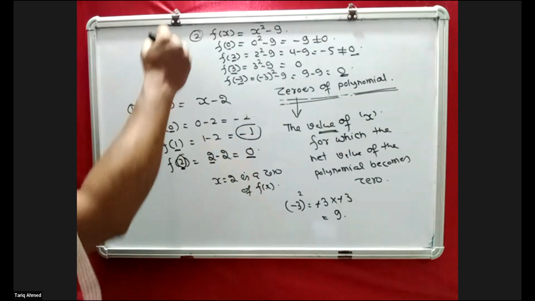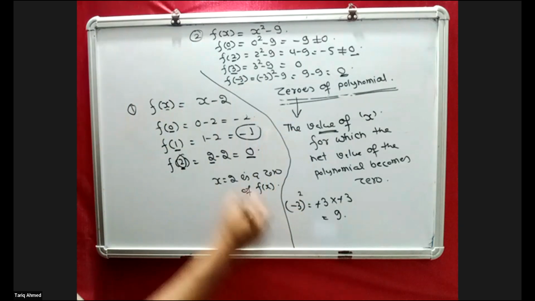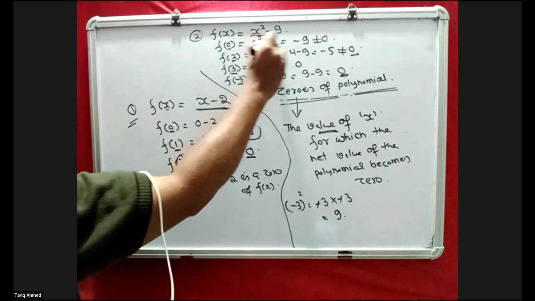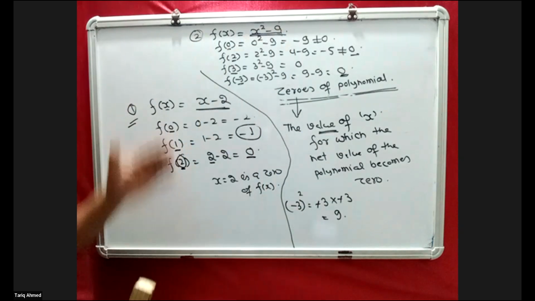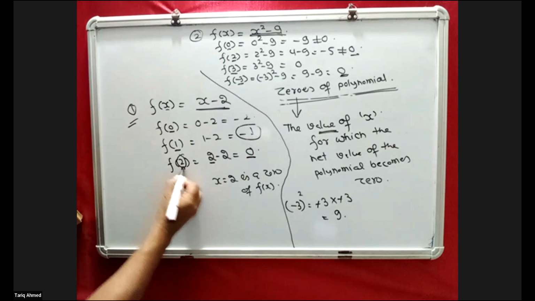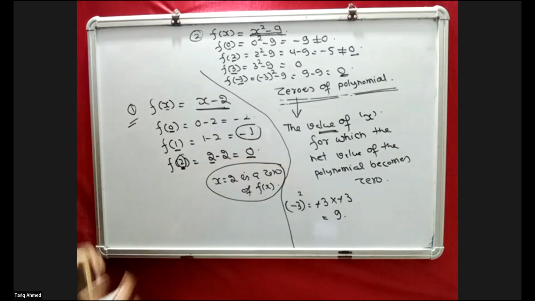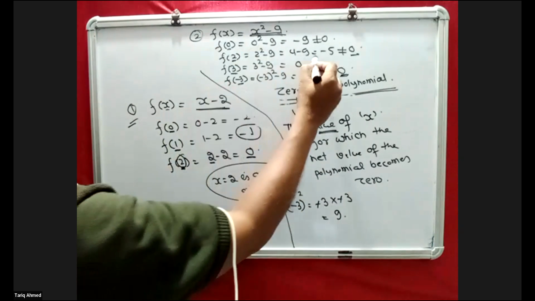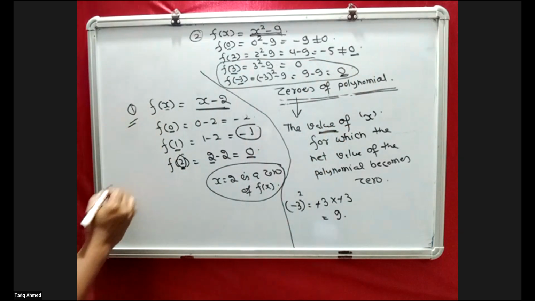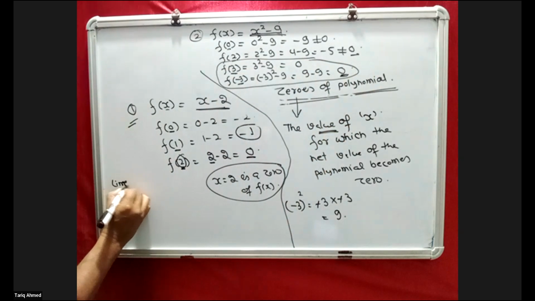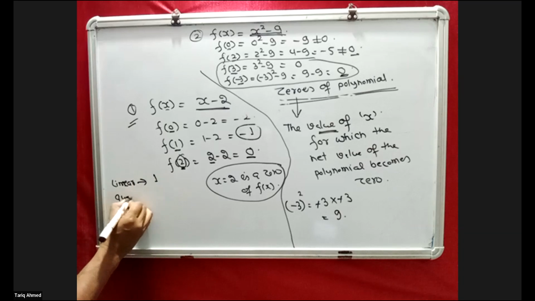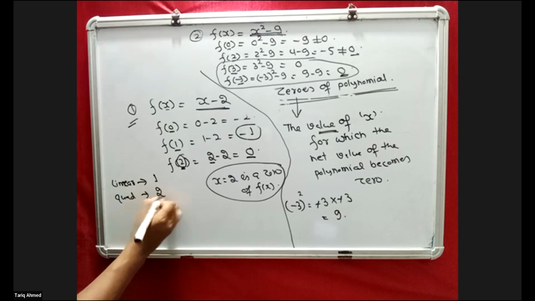Now notice the second thing in these two examples. This is the first example for the linear one. This is the second example for the quadratic one. How many zeros are you getting in this one? Only one. You are getting 1 zero. Here, how many zeros are we getting? 2 zeros. It means for a linear polynomial, we will get 1 zero. For a quadratic polynomial, we will get 2 zeros.